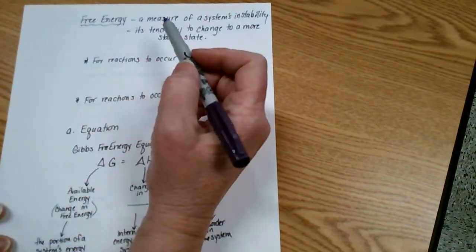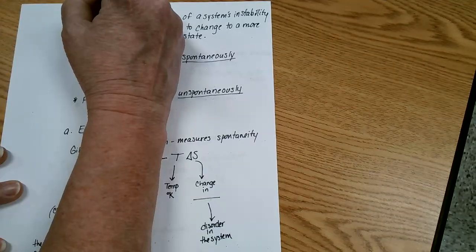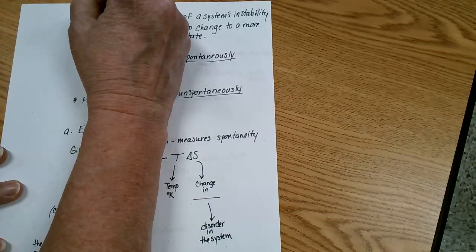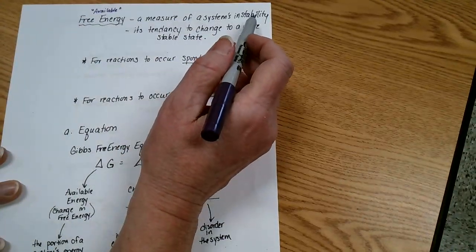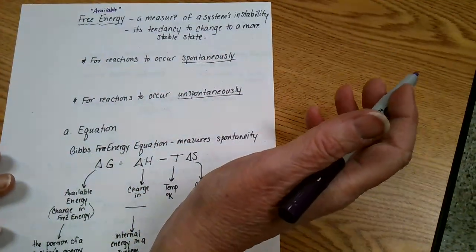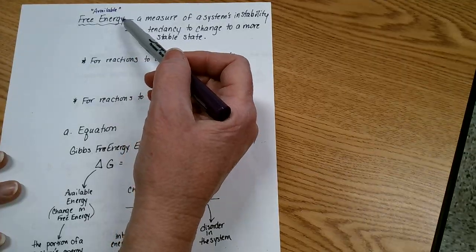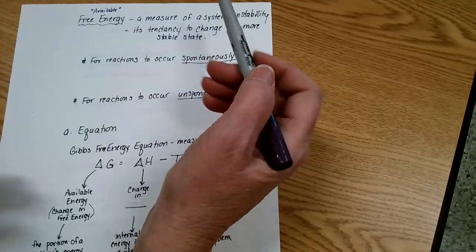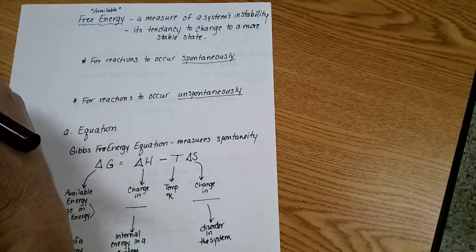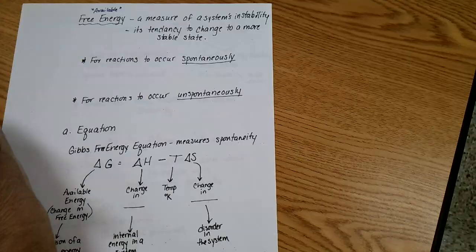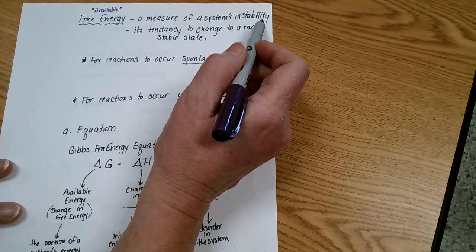So now we're going to talk about that free energy. Remember, it can also be called available energy. Think of that a lot. Available energy. It's a measure of a system's instability. Well, if we want to say how much available energy, that would be a measure of how much that system would be unstable, like either releasing energy or it needs energy. It would be unstable. So that's where instability comes into play.